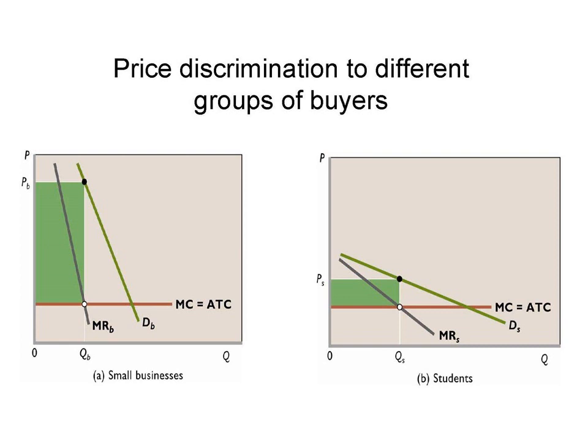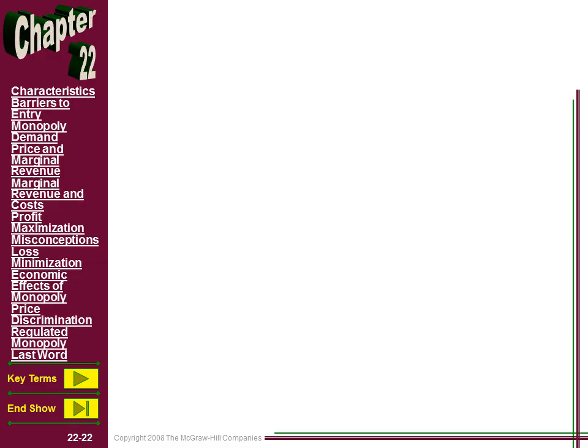Notice that demand by students is far more elastic, much more price sensitive. So the ABC software company charges a much lower price, PS per unit, as opposed to PB for the businesses. Again, an example of a monopolist who can segment the market, right, charge one group one price and another group another price.